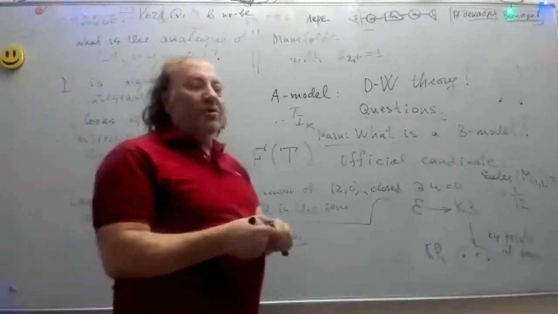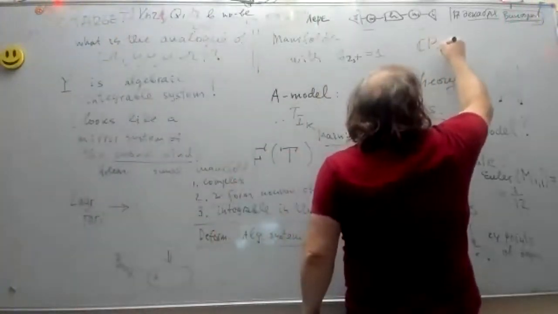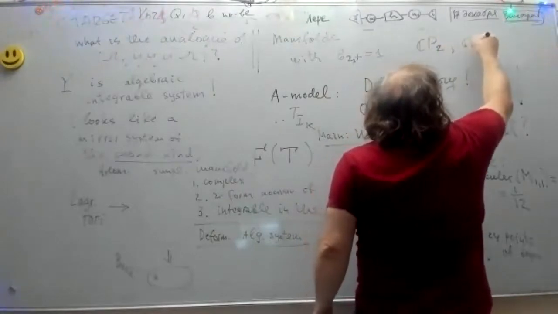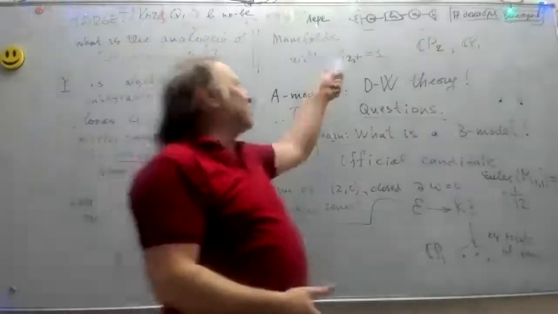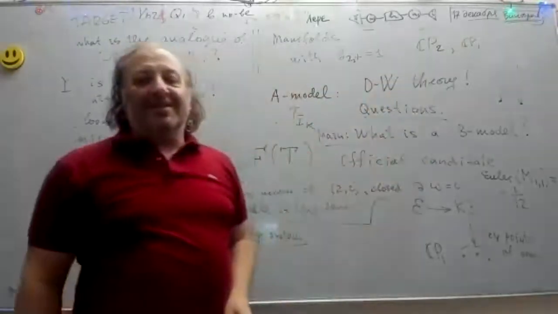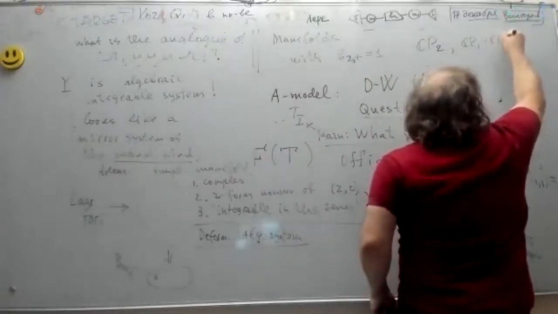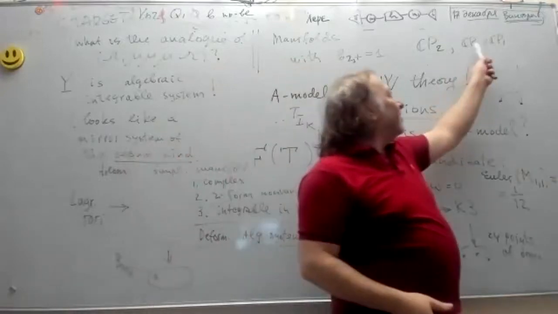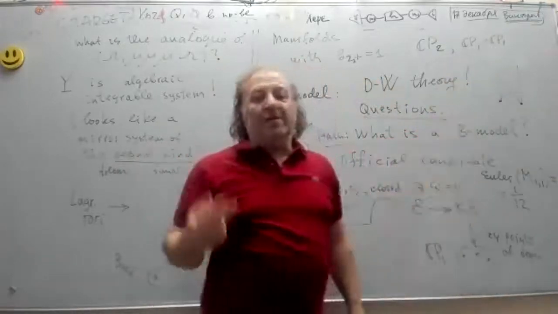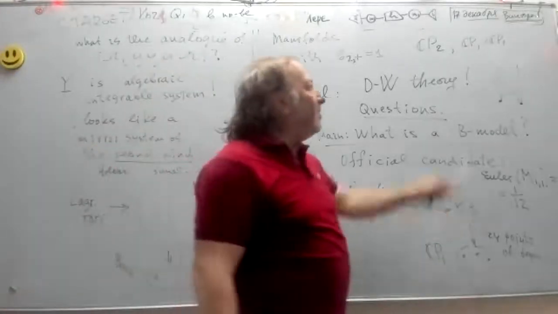So first of all, what are these strange manifolds? It is CP1, CP2. You see, for CP2, you have B2 equal to 1, and it is entirely plus. You have CP1 times CP1. Here, the second cohomology is two-dimensional, and it decomposes into plus and minus. And there are many others.